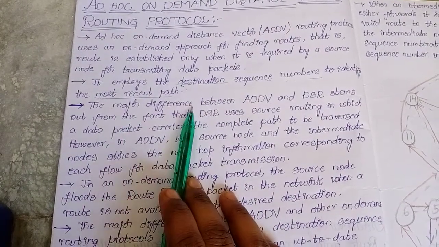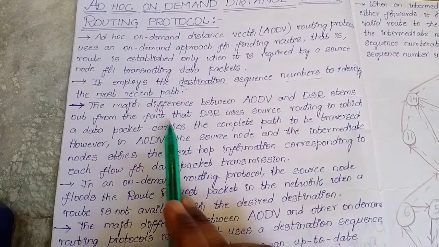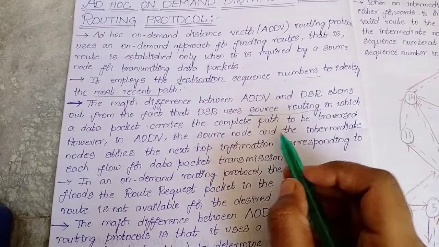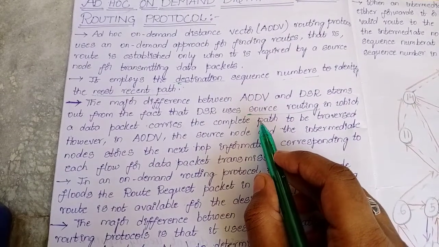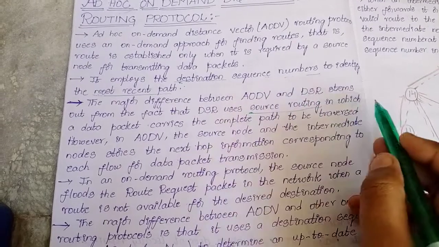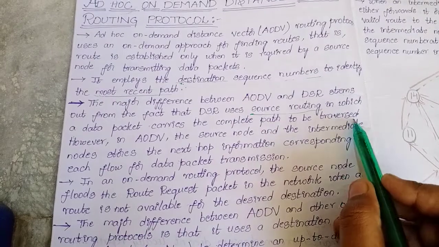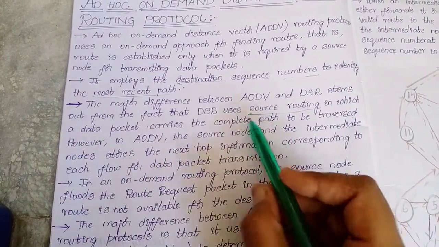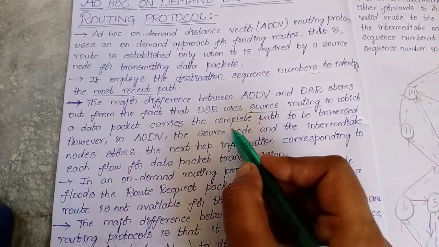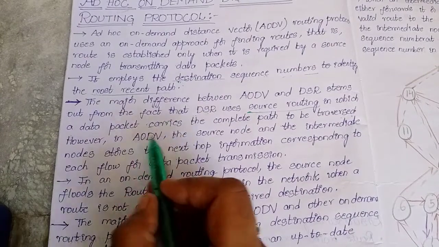The major difference between AODV and DSR stems from the fact that DSR uses source routing. In DSR, source routing takes place, in which a data packet carries the complete path to be traversed. That means the route will be in that data packet.